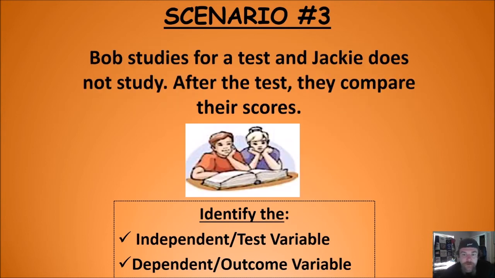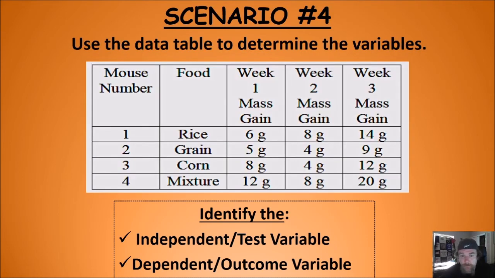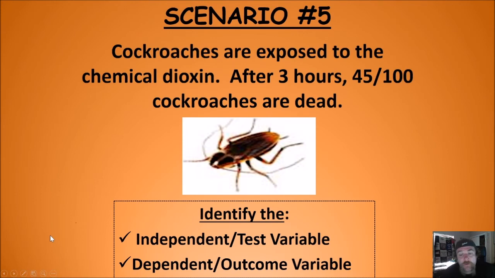Scenario 3. Bob studies for a test and Jackie does not. After the test, they compare their scores. What is independent? What is dependent? Scenario 4. Use this data table to determine the variables, the independent and the dependent variable. Number 5. Cockroaches are exposed to the chemical dioxin. After 3 hours, 45 out of 100 cockroaches are dead. What are you changing? What are you counting?